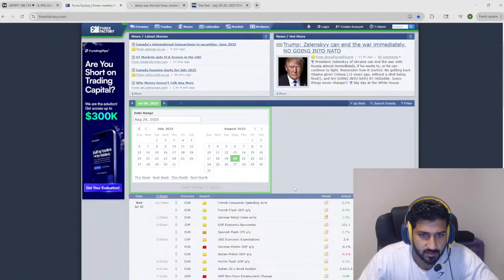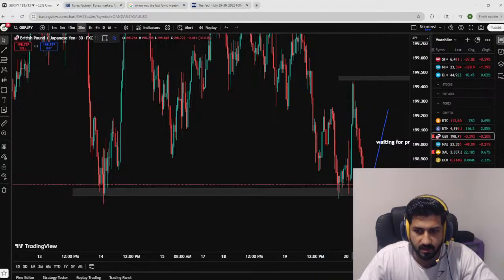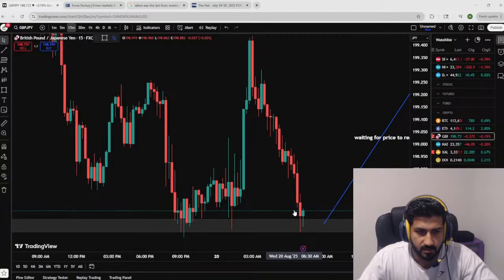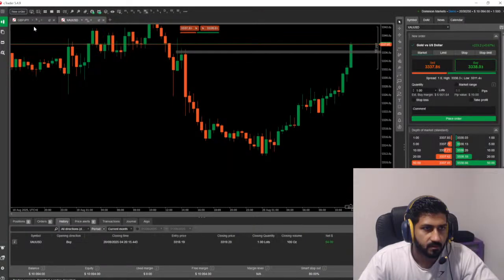Today, I'm gonna take a look at if there's any GBP news that is happening throughout the day. Yeah, there's not any GBP news, so after the close on 15 minute, actually, I'm gonna enter a buy right here for GJ.